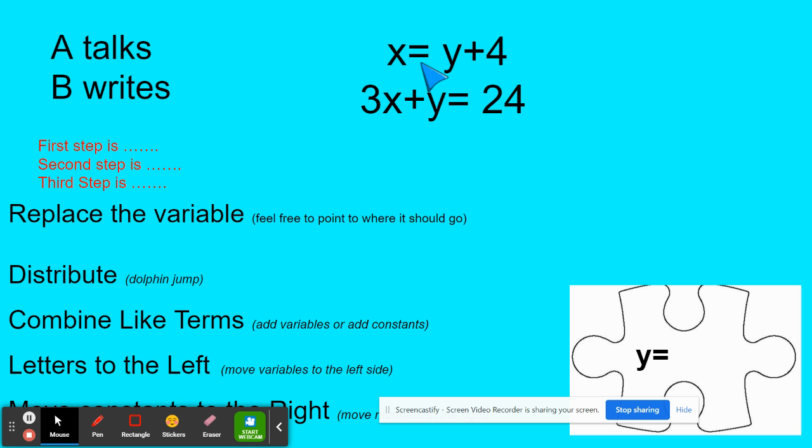Switch roles in 3, 2, 1, go. All right, be careful. This one is x equals. So you're not going to put it where the y is. You're going to put it where the x is. Push pause. Go ahead and solve it. This is going to go right here.